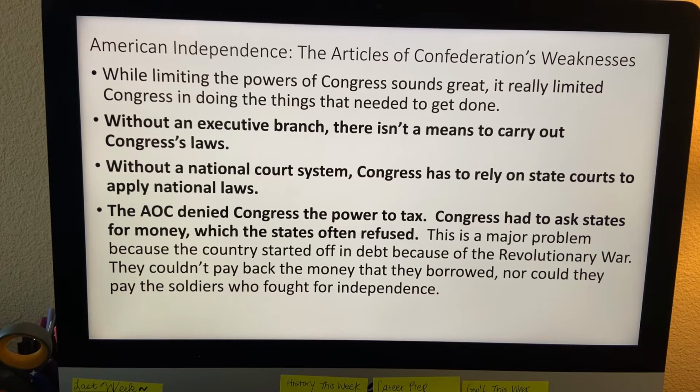And we talked about this in class today. Why would the states apply national laws if they really don't have to? So that's going to be an issue. And this is something that I'm going to say multiple times. The Articles denied Congress the power to tax. And that is something that is going to be a major, major, major problem because Congress has to ask the states for money and they're not going to give it to them. And we'll talk more about this in just a second.